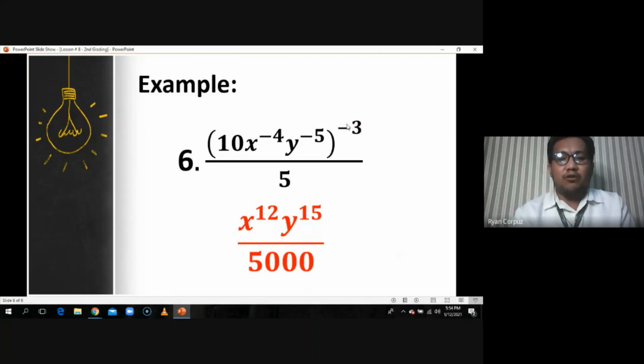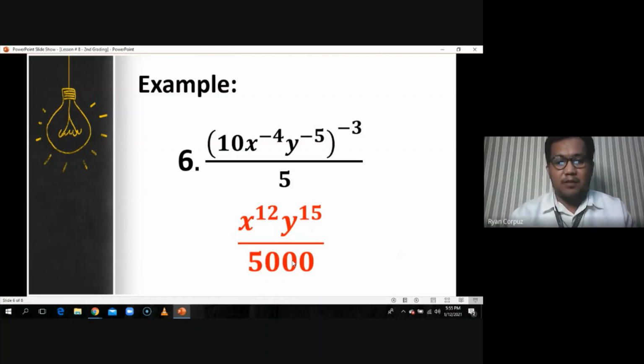So kasi dito, naging positive na yung exponent niya. So no need for us to put this 2 on the denominator part because when we apply this exponent here in multiplying its exponent on the exponent inside, naging positive na yung exponent. Then it will be over 5,000. Next. So that's how we answer example number 6.